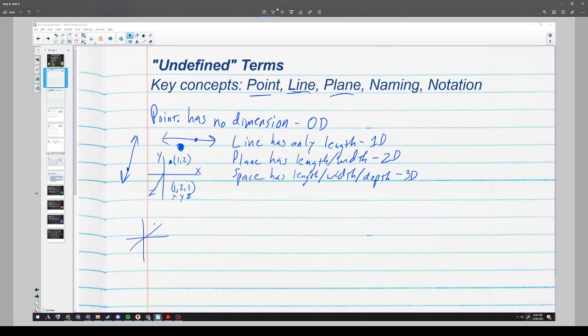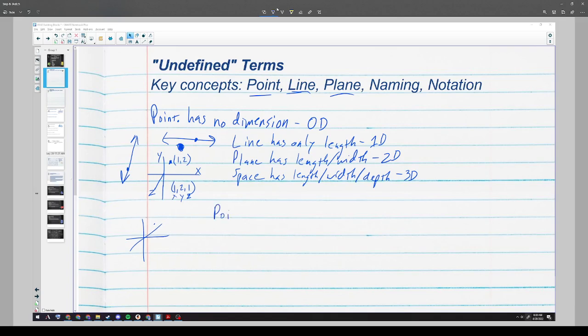So point, line, and plane are considered undefined terms, and we have ways of expressing them that differentiate them and tell us what's what. So a point is always just referred to by a capital letter.